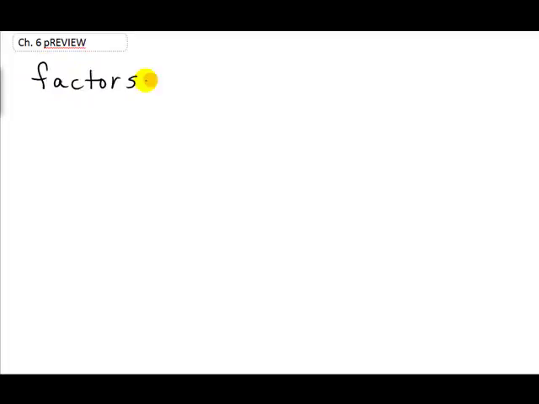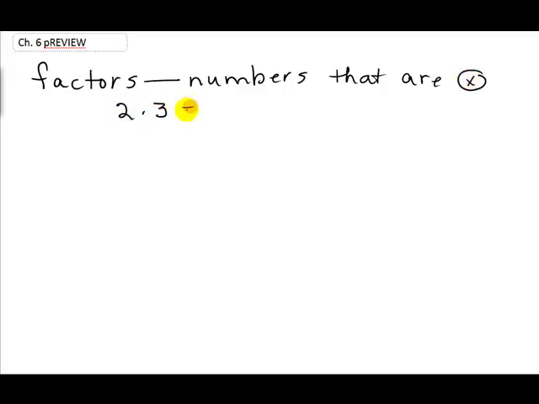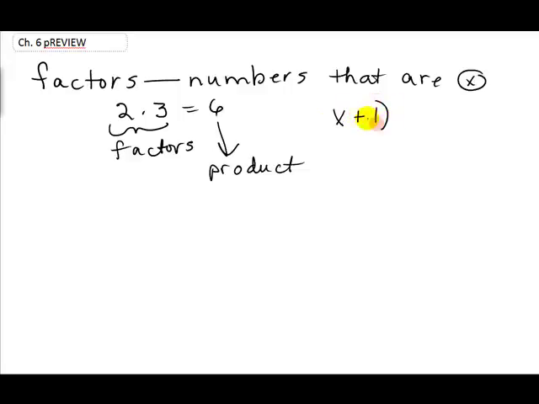Factors. Numbers or expressions that are multiplied. 2 times 3 equals 6. These are the factors. This is called the product. Most of the factors we're going to see are going to look more like this. X plus 1 times x minus 3. And these are both factors.